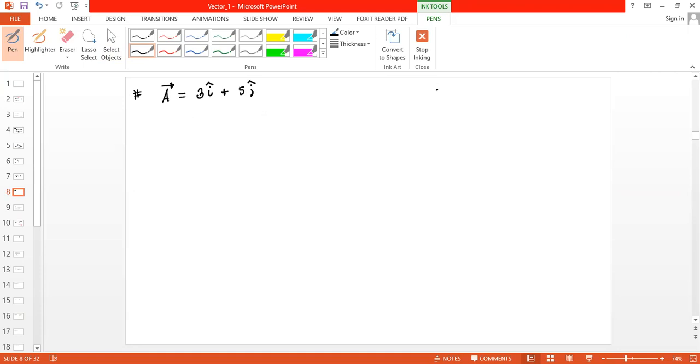This is the plot of this vector. This is vector A, this is my y direction, and here is my x direction, and this is the angle theta. Now I'm asking you guys: what is the angle theta that the vector makes with the x-axis? And what is the magnitude of the vector? I need these two things. I want to know theta equal to what, and the magnitude of the vector is what.